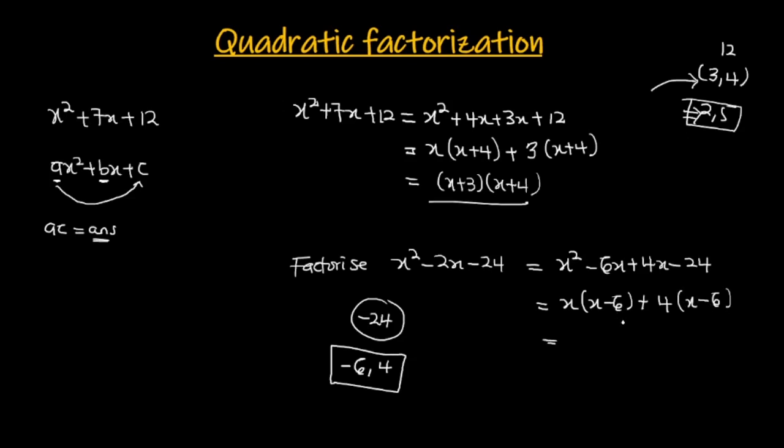So I can see my common factors, so I will now bring x plus this 4, and then x minus 6. So these guys become my common factors. Alright, so let's go ahead and look at another example.